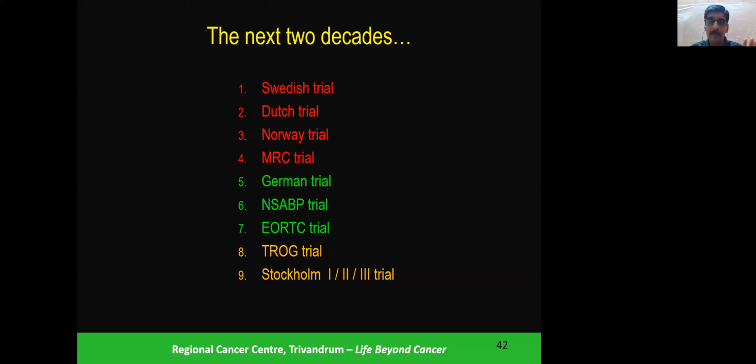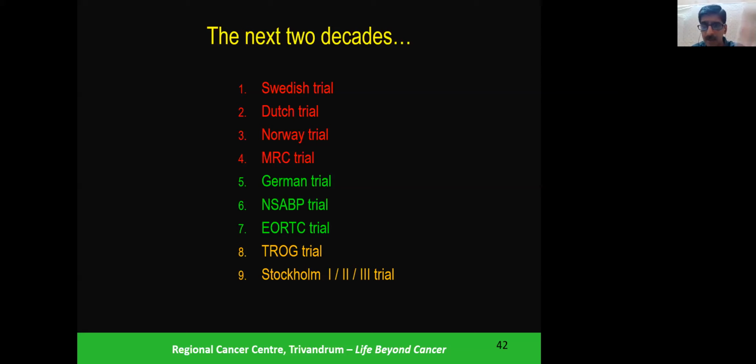But after the 1990s, over the last two decades, so many things have changed. There are nine major randomized controlled trials, and at least GI surgical oncology PGs and MCh GI surgical oncology PGs should know that all these trials have their own importance: the Swedish trial, the Dutch trial, the Norway trial, the MRC trial, the German trial, the NSABP trial, the EORTC trial, the TROG trial, and the Stockholm 1-2-3. All of us should be pretty aware, at least regarding the basic concepts about these trials. I've given 3 different colors for these trials, if you look carefully at it.